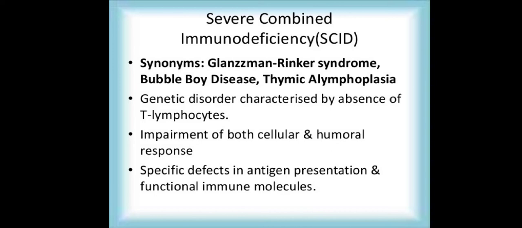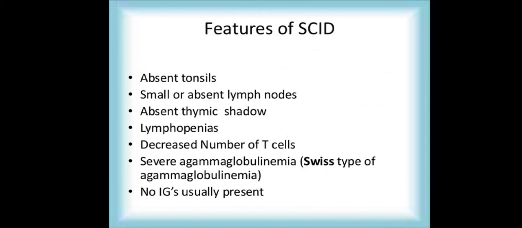Specific defects in antigen presentation and functional immune molecules. Tonsils will be absent, lymph nodes will be small or absent. There will be lymphopenia, number of T cells will be reduced. Severe agammaglobulinemia. That means antibodies are not produced, so immunoglobulins will be absent.